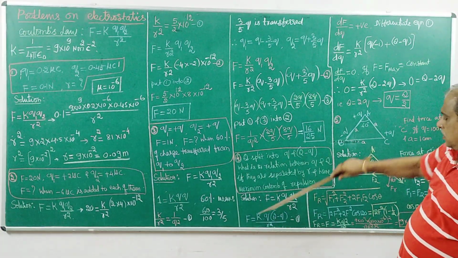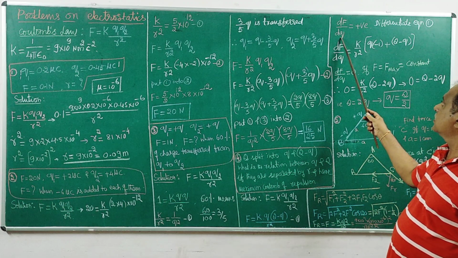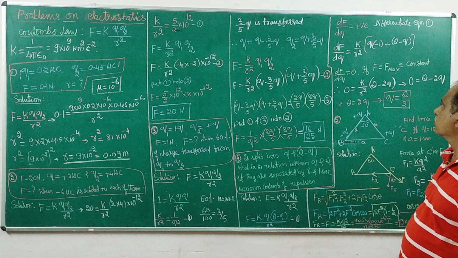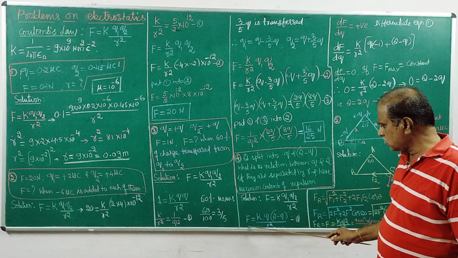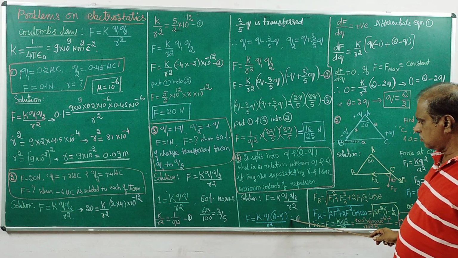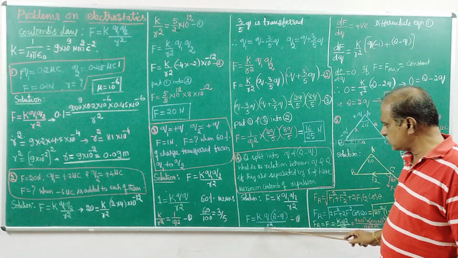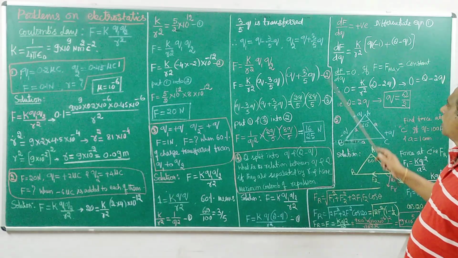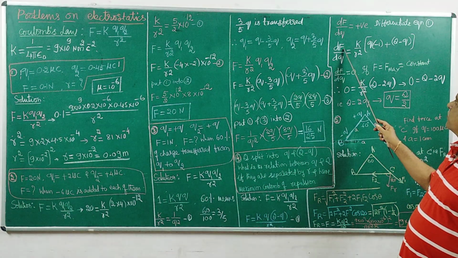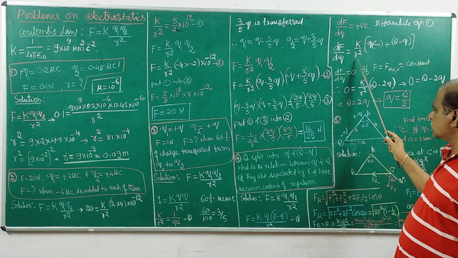Because of this variability, we can write it in the differential form as well. We can convert this into a differential equation. How do you convert to a differential equation? Differentiate this equation with respect to q, as a function of q. That is, differentiate F with respect to q, dF by dq. K by R square is constant.